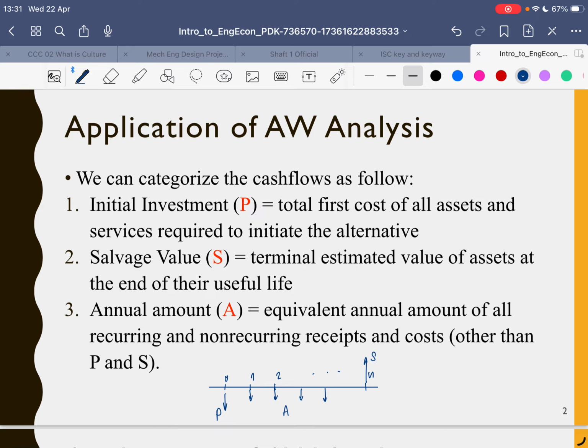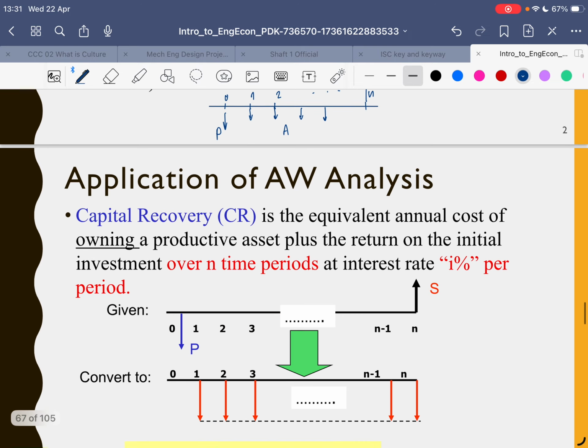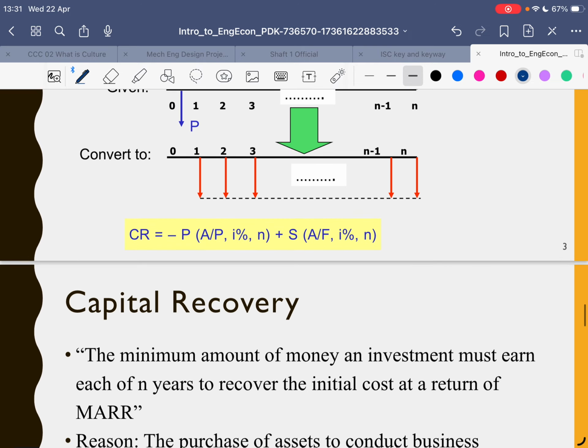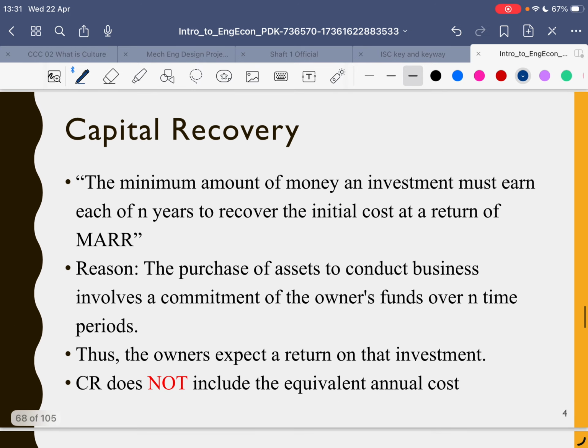The reason is the purchase of an asset to conduct business involves a commitment of the owner's funds over a period of time. Does the owner expect a return on investment? CR does not include the equivalent annual cost, so you consider only P and S. So let's see an example, which is going to be easier.